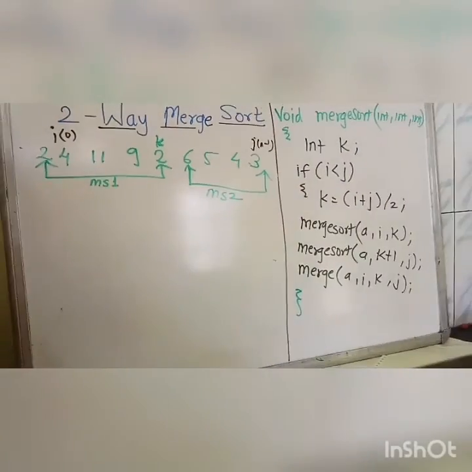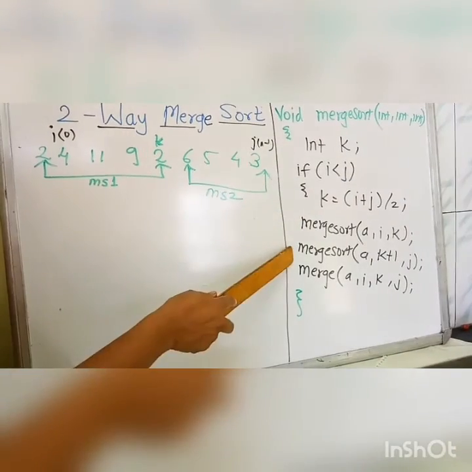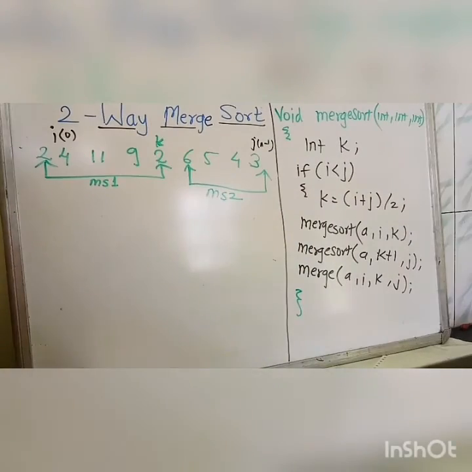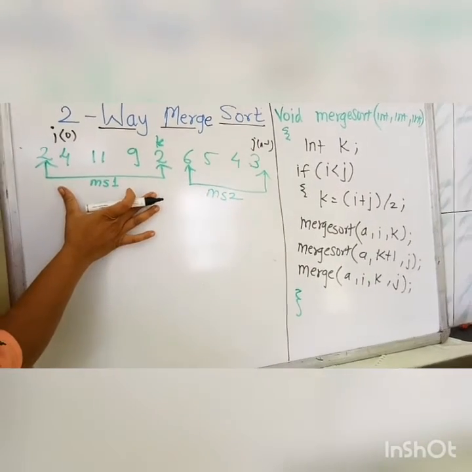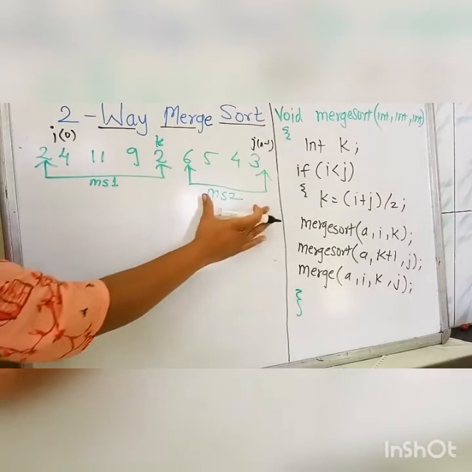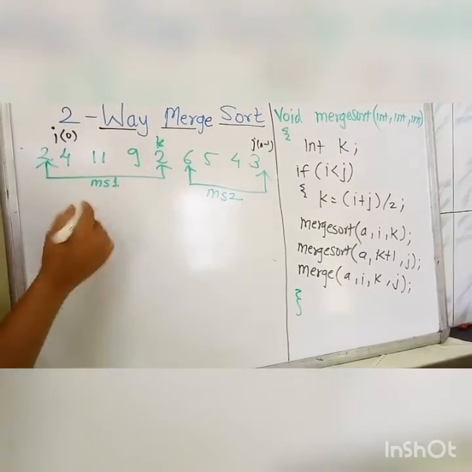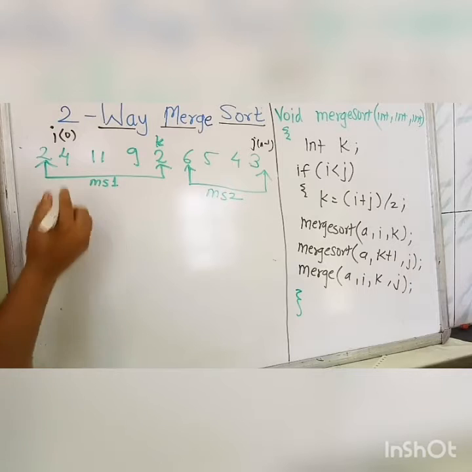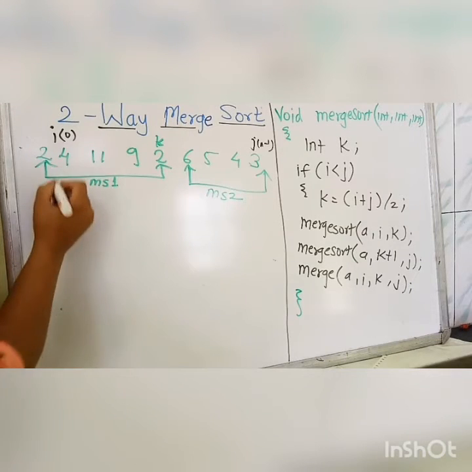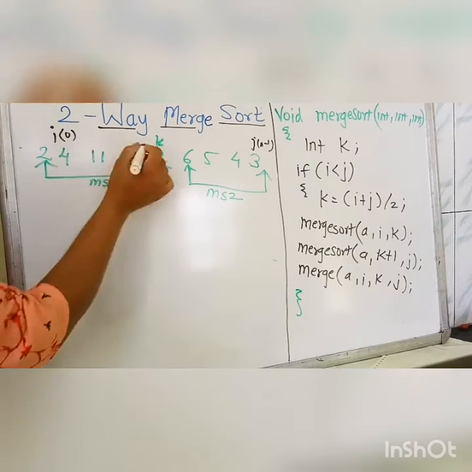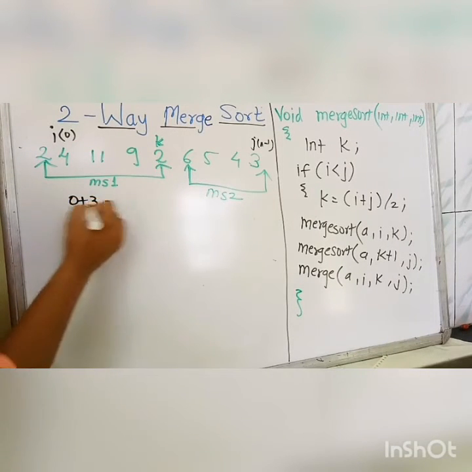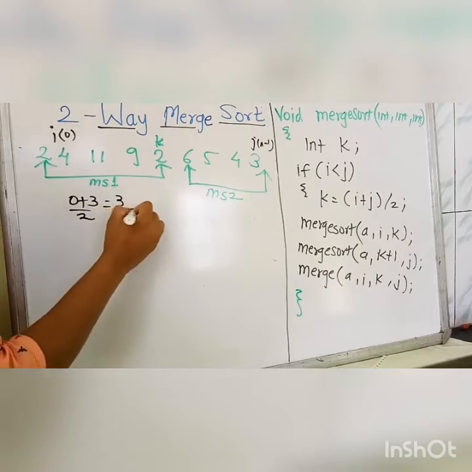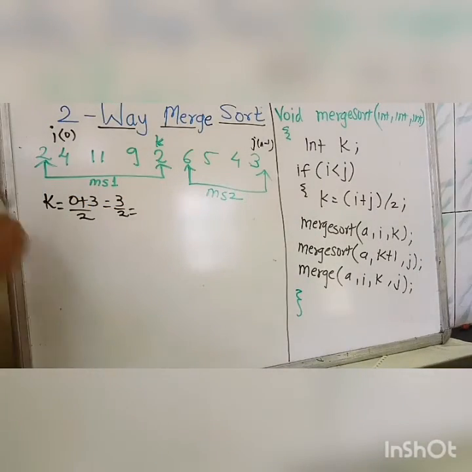Now as we have called these merge sort functions recursively, we will apply the same procedure again and again. Means again we will take this left half as a whole array, this right half as a whole array, and separately sort them internally. I will explain this part first. This is the 0th index, this is the third index. So 0 plus 3 equals 3 by 2, that is the k calculation.